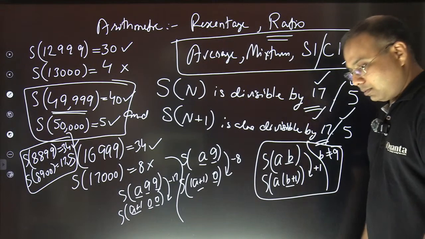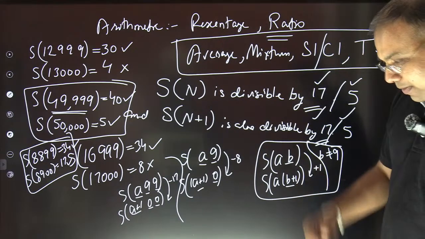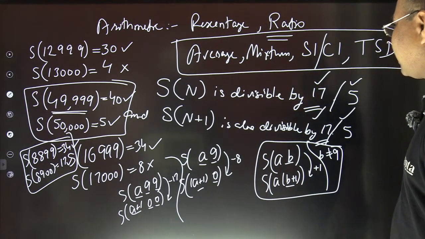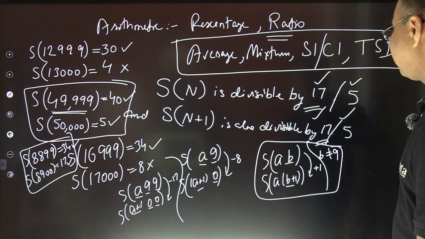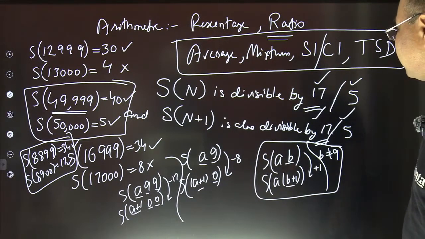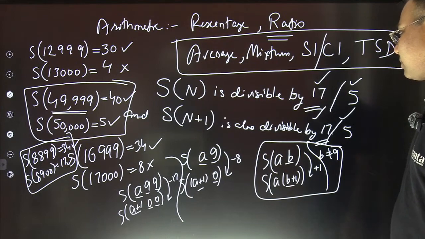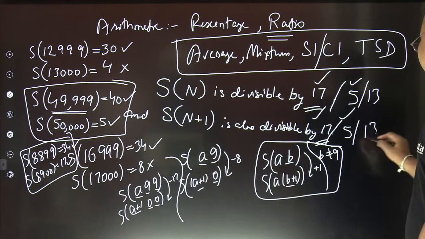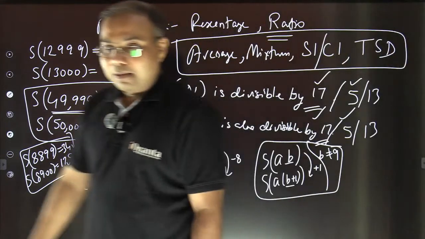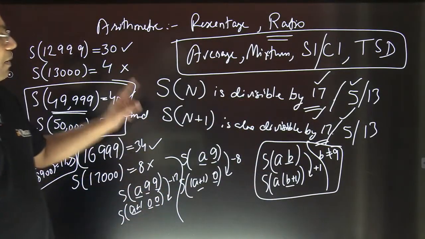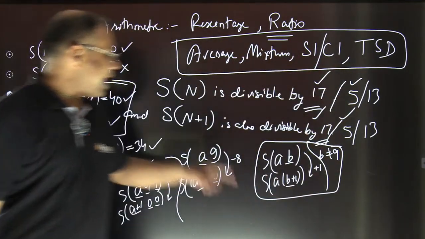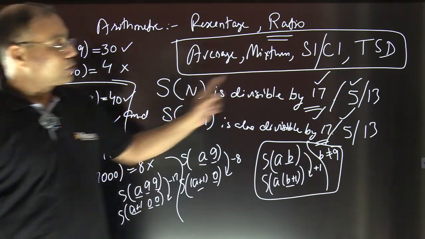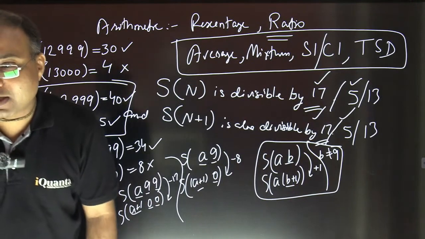Wait, अगर मैं पूछूं आपसे 13, can you tell me? 13, please try. Please try for 13. Sum of digits of n is divisible by 13 and sum of digits of n plus 1 is also divisible by 13. Find the smallest number, fast.